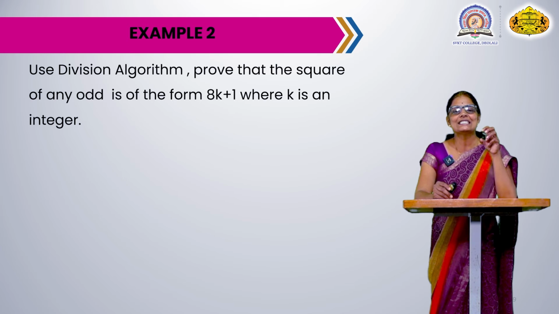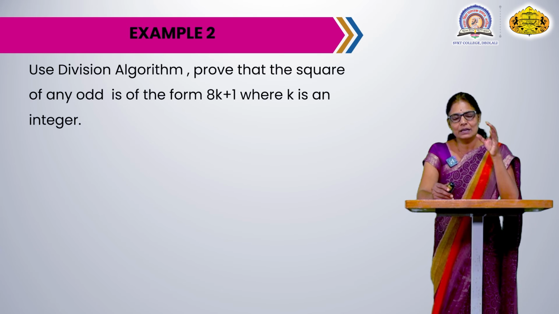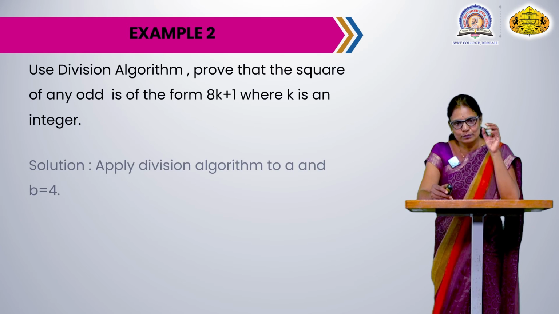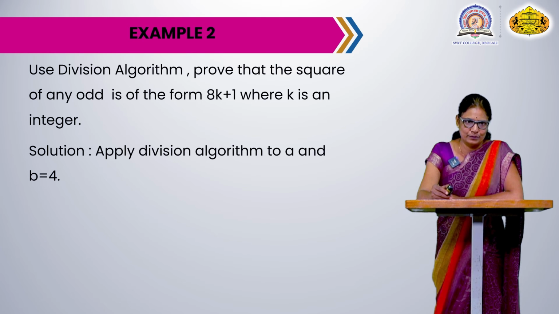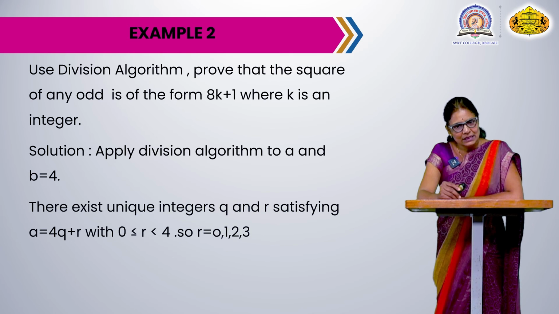So we will prove this statement by using the division algorithm, but here we apply the division algorithm to a and 4, that is, take the value of b as 4. So now by the division algorithm there exist unique integers q and r such that a is equal to 4q plus r with 0 ≤ r < 4. Again, remember r is an integer which is greater than or equal to 0 and strictly less than 4.